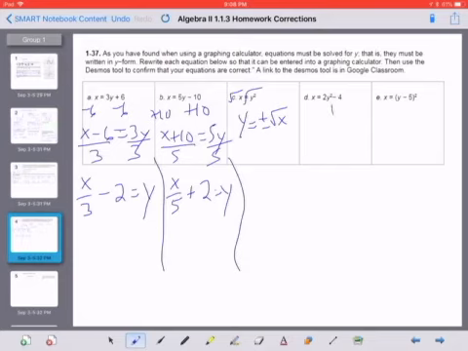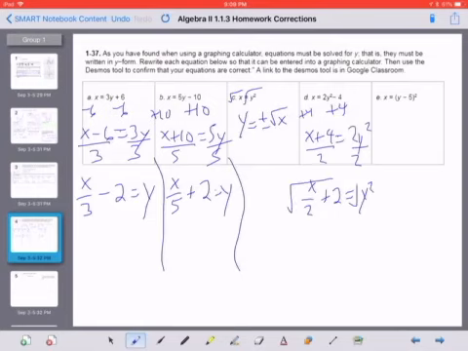In D, I'm going to add 4 to both sides. So I get x plus 4 equals 2y squared. Divide by 2. So now I have x over 2 plus 2 equals y squared. I'm going to take the square root of both sides. So when I rewrite it, it's going to be y equals plus or minus the square root of x over 2 plus 2.